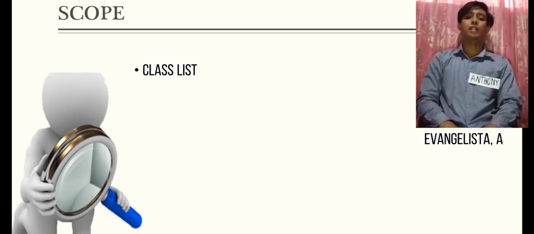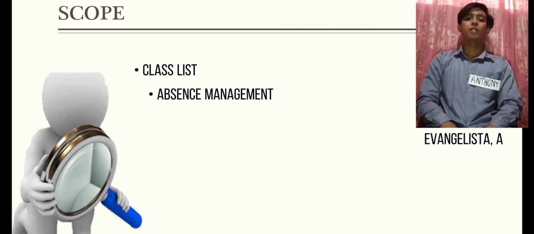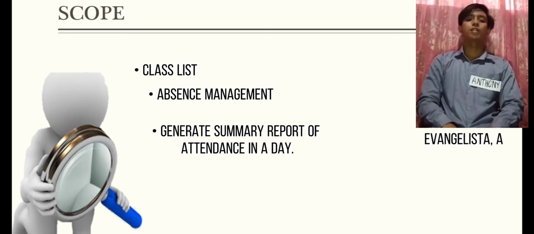First is class list. With the class list, the system is able to create a list of students along with the schedule and professor assignment. Second is absence management. Apart from monitoring the attendance, the system will help to manage the absences of the students. Third is reporting. The system will generate a summary report of attendance of students in a day.